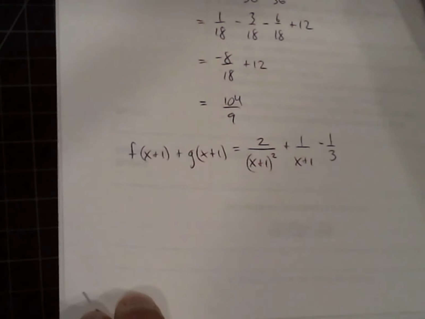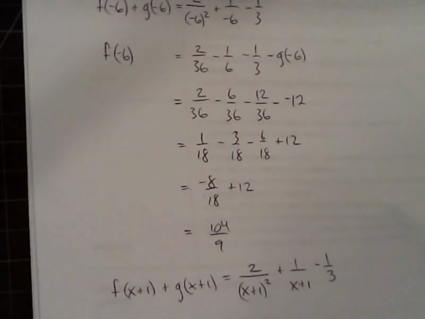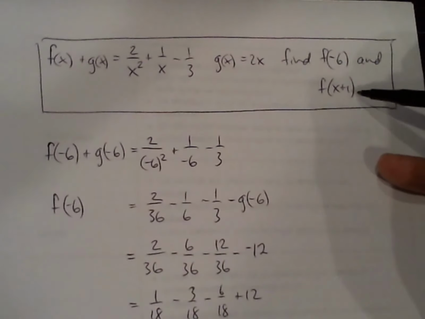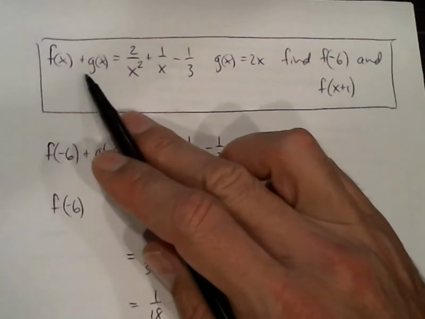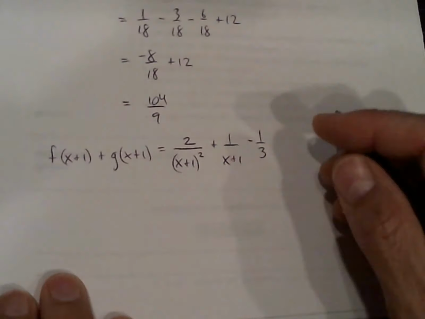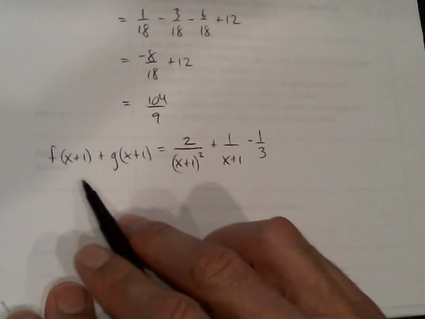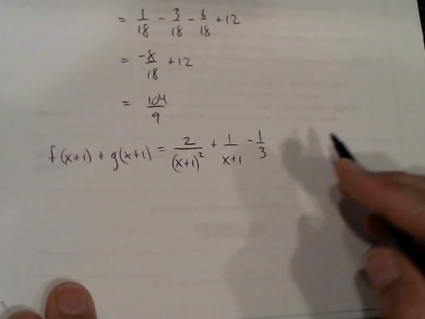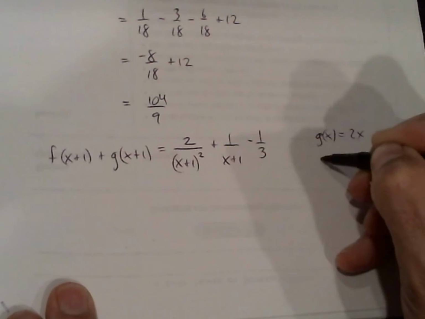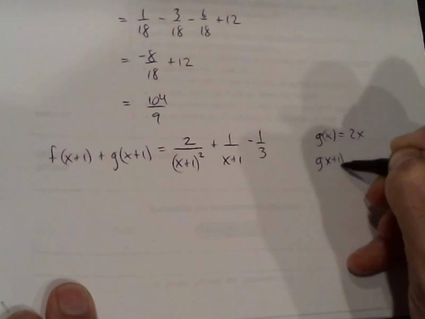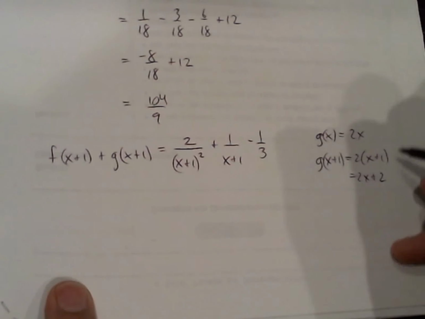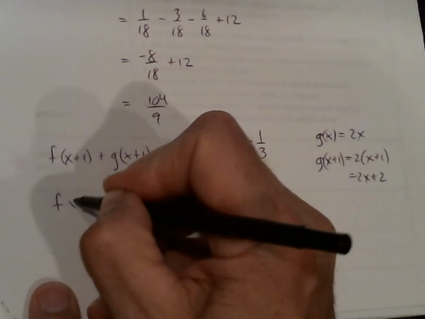All right. So all I did was copy all of this, but it wanted f of x plus 1, so replace all the x's with x plus 1, and that's how we got this. And we need to isolate f of x plus 1, so we'll just move this over to the other side. And also remember that g of x is 2x, so g of x plus 1 is 2 times x plus 1, 2x plus 2.